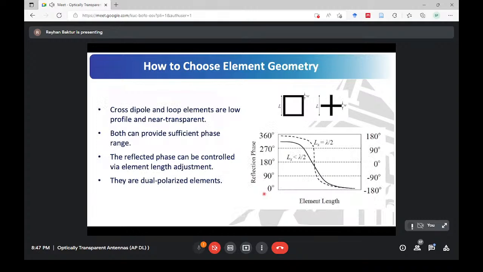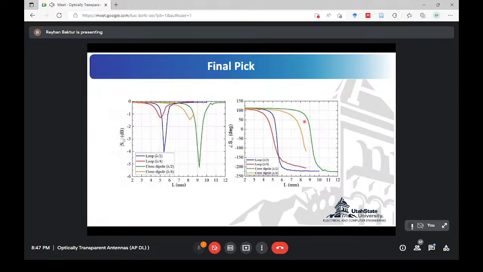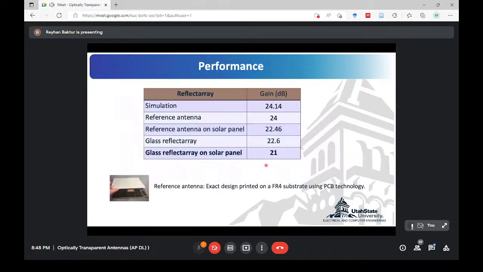Let's move on. So we examined these two geometries. Both of them will let the light go through really well, but we ended up making our final pick when we examined all the properties, like the phase response that we can achieve. We decided the loop geometry is a bit better, and we also decided to go with the sub-wavelength geometry, so that will allow us to reduce the thickness of the glass.